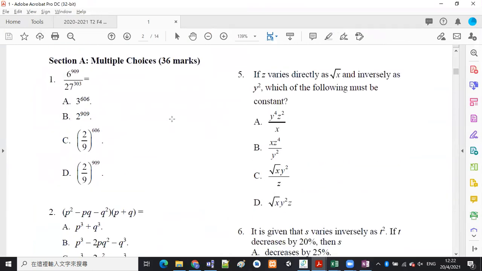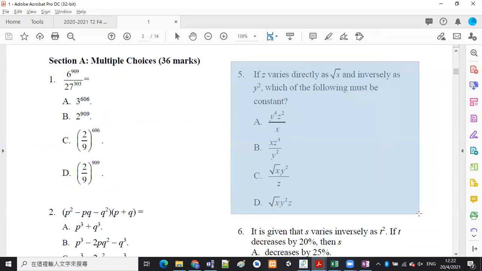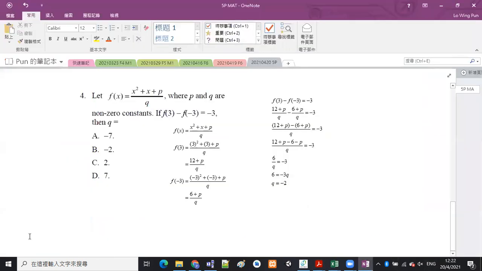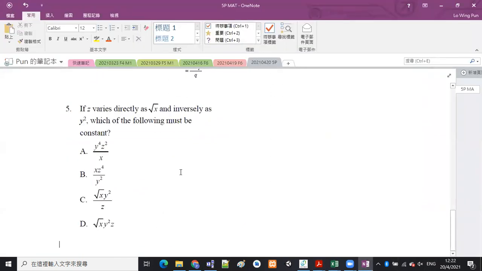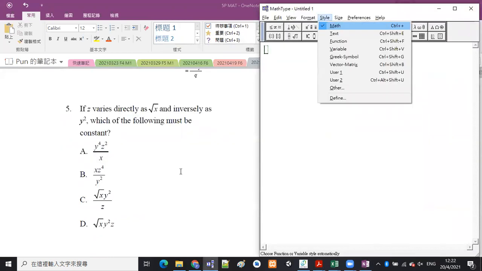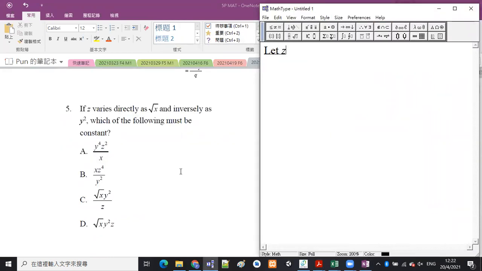Number 5, variation. z varies directly as square root x and inversely as y squared. So we may let z be the subject.